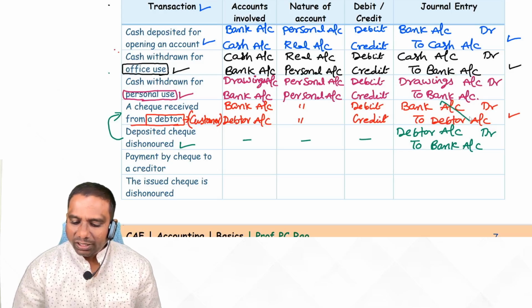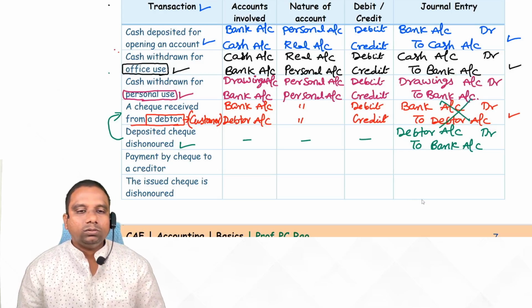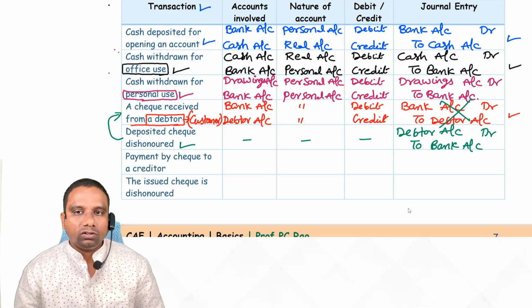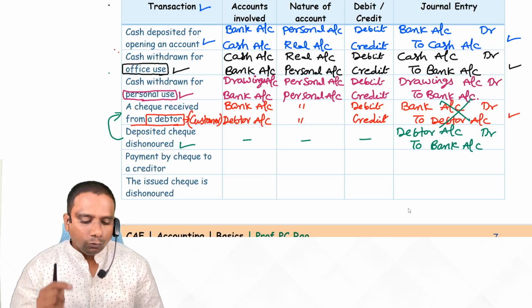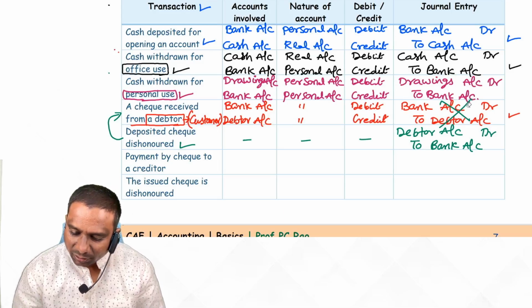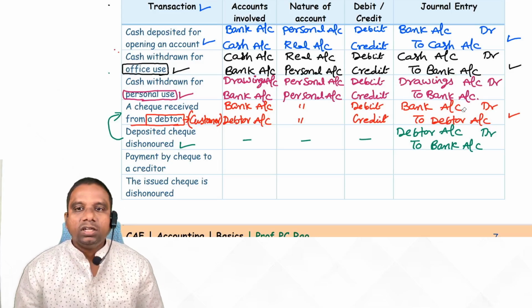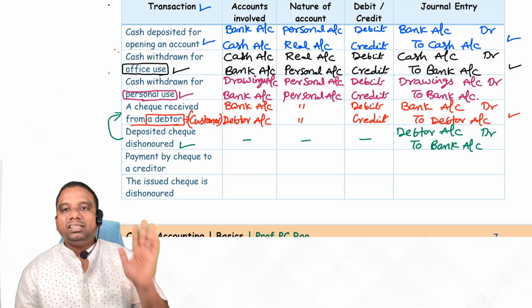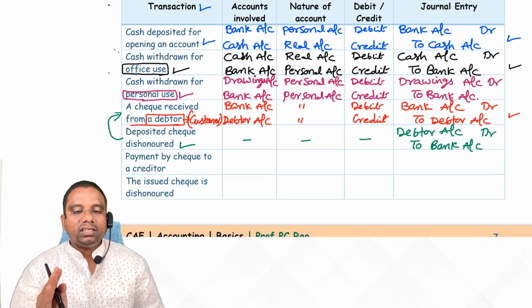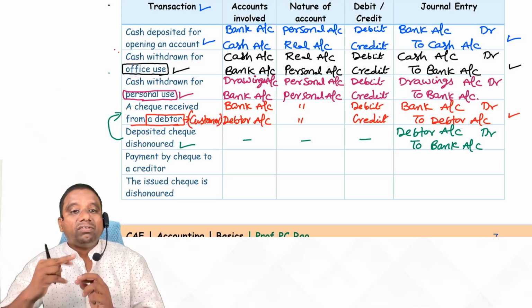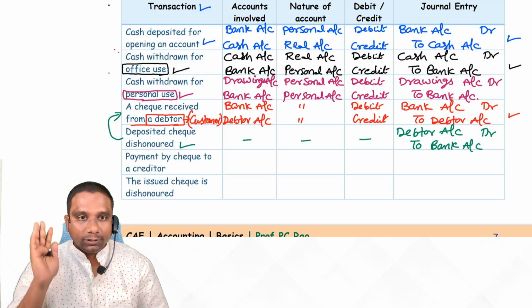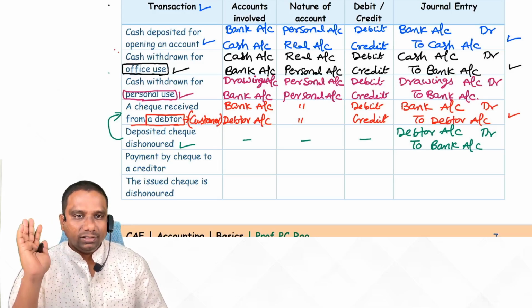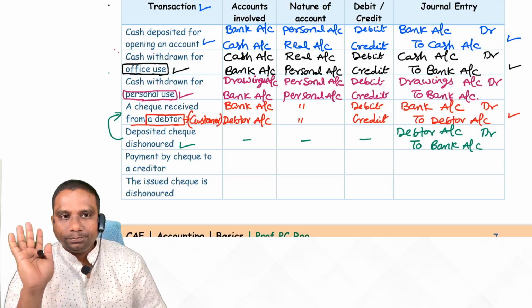Sir, can we directly write it like this, with a cross mark? No, no. We should not overwrite anything in the books of accounts. It leads to fraud. That's why we should not write like this. Is it clear, students? To cancel any entry in the books, we should record the reversal entry so that the effect gets cancelled. Hope you understood.